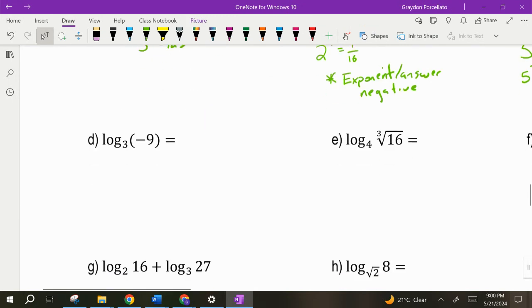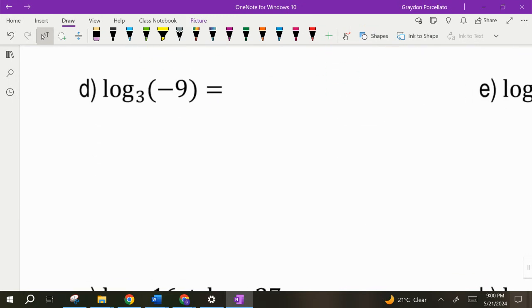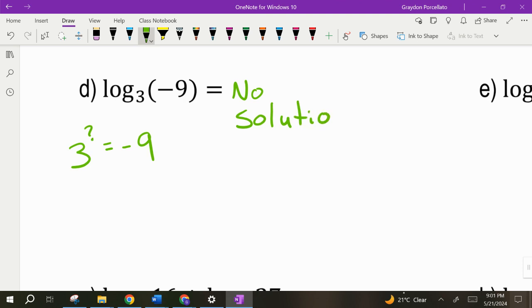Okay. This one's interesting. 3 to the power of what gives negative 9? If we try that in our calculator, it's saying 3 to the power of what is negative 9. Well, that's not possible. I know that 3 to the power of 2 is 9, but you can't put any exponent on 3 to get a negative number. So this one, we just say that there's no solution.